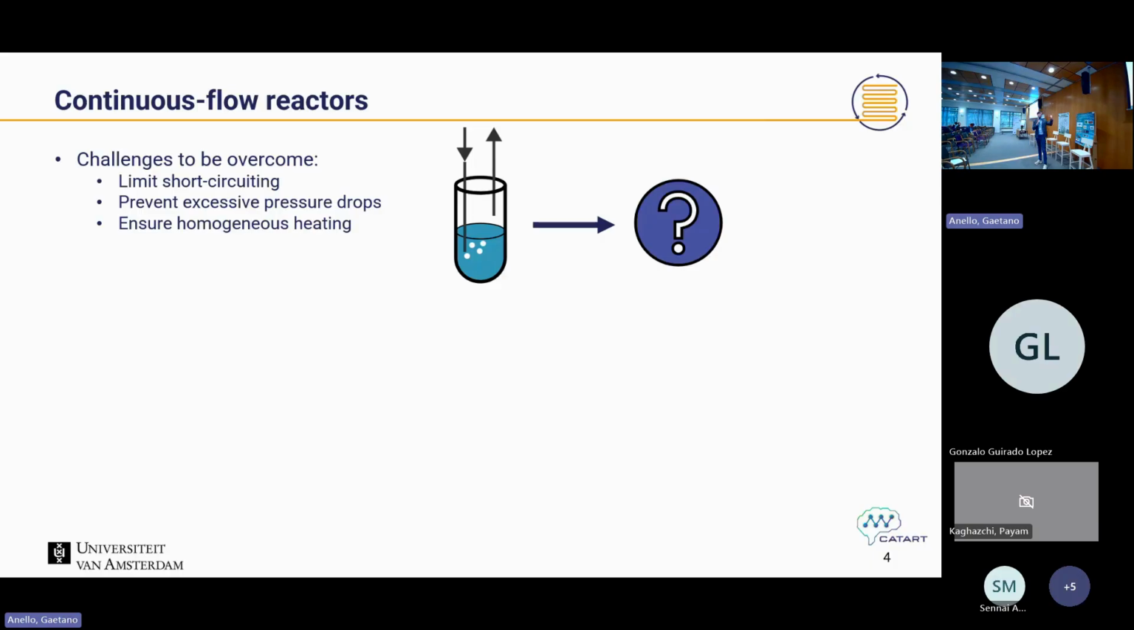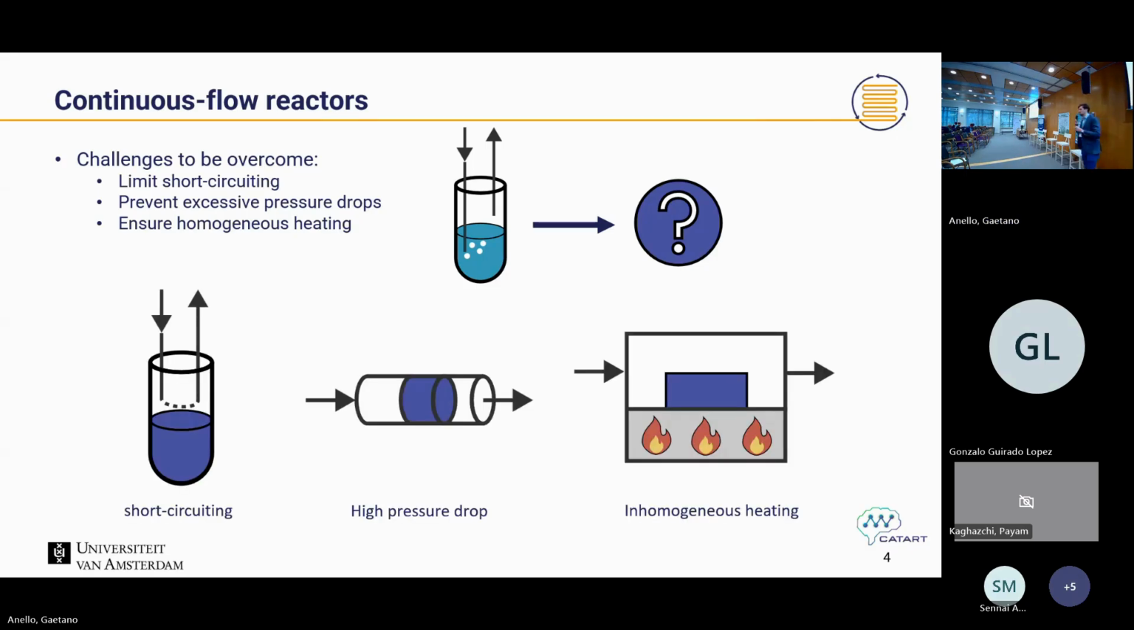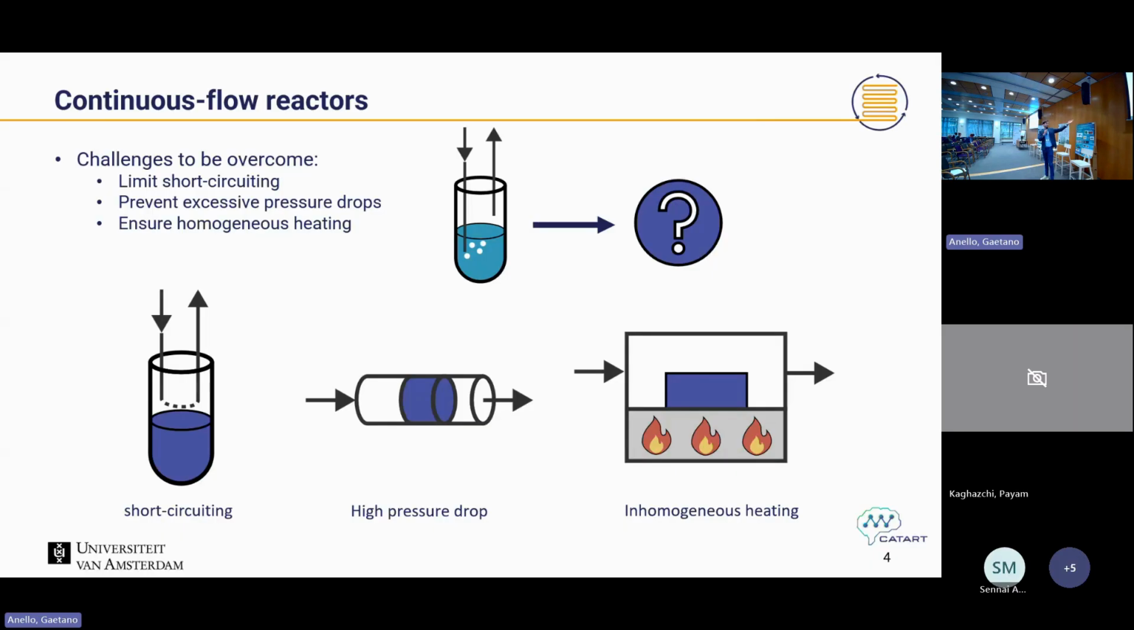For example, products can accumulate within the liquid, and the liquid can, of course, affect the properties of the catalyst itself and then affect the performance. And dispersing just a solid catalyst powder in a liquid also brings some challenges. If you just put powder, the gas will not want to interact with the powder.